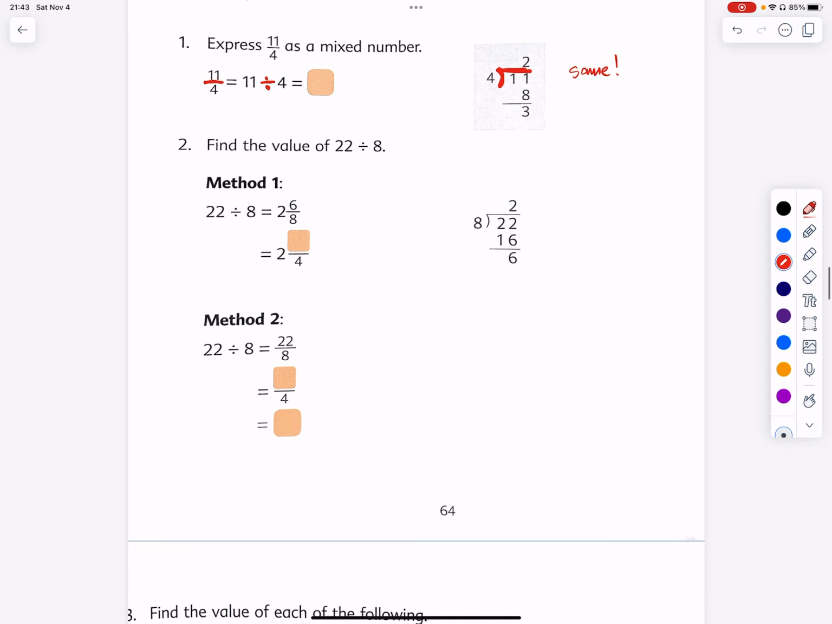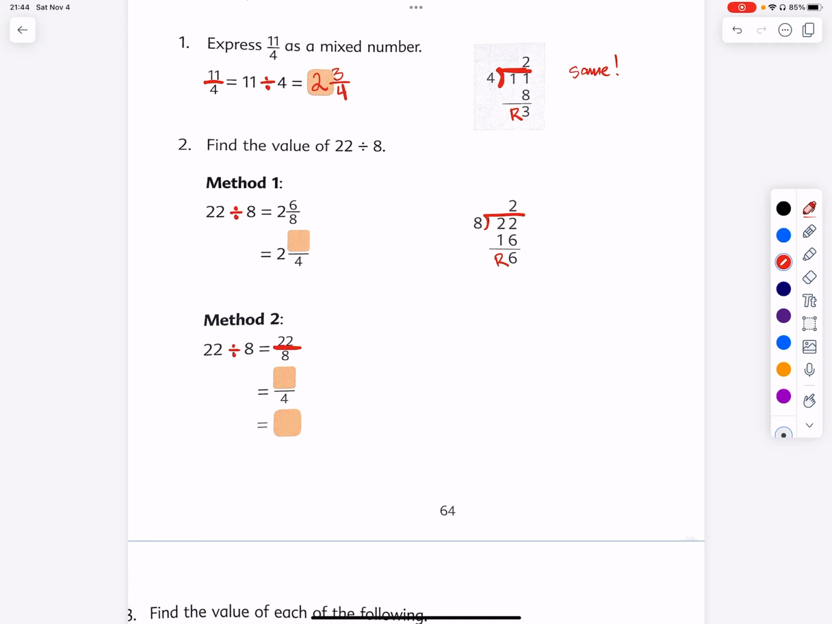4 goes into 11 2 times, and the remainder is 3. So we say 3 quarters are remaining. You know how to do it. Next method, 22 divided by 8. Notice we can write it as a division, or we can write it as a fraction bar. I like method 2, it gives me another step. Of course, we can do long division and we have a remainder of 6. We can say it's 22 over 8, or 22 eighths.